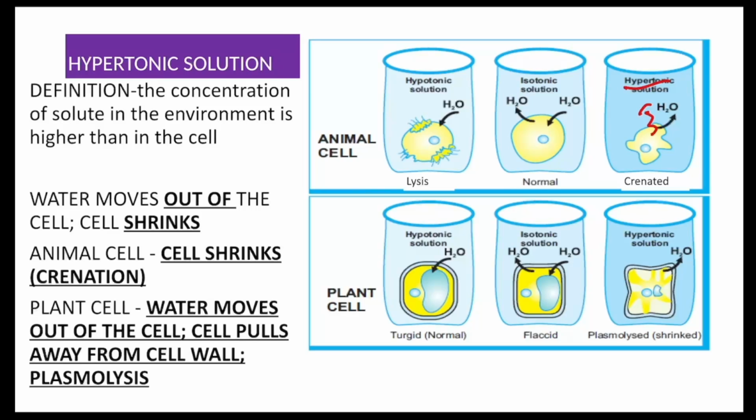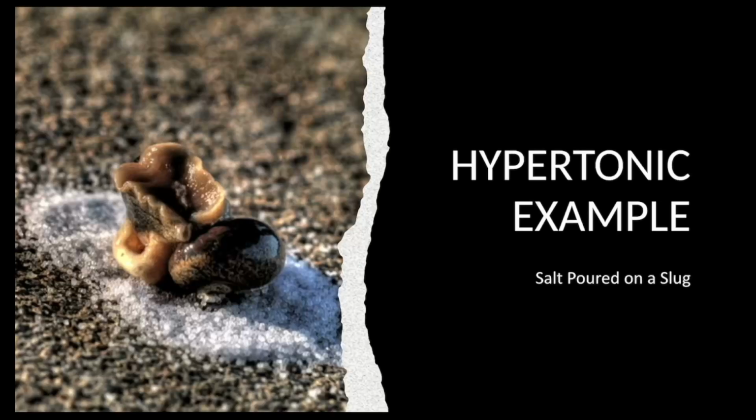For plant cells, the water can move out. The cell pulls away from the cell wall, and they call that plasmolysis. And we're going to try to do that with onion cells in the lab one day if we're able to.